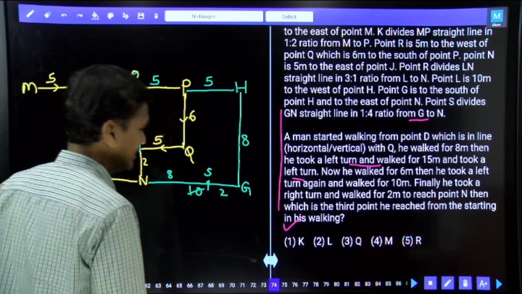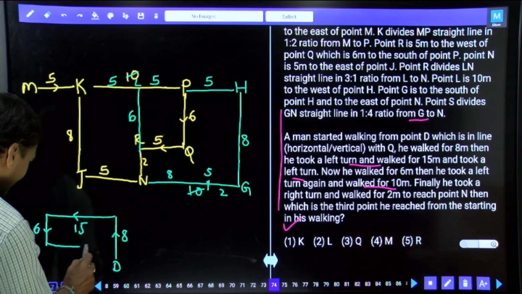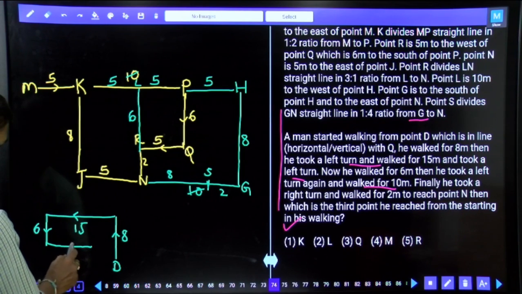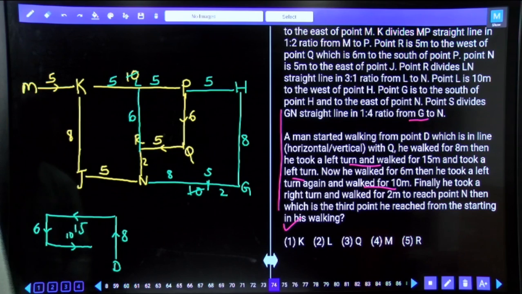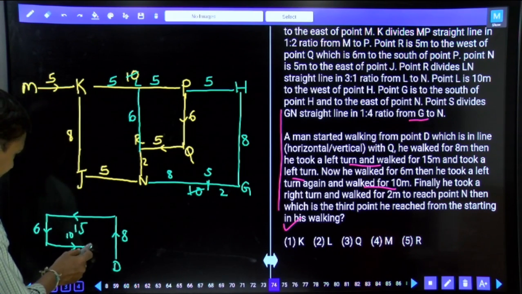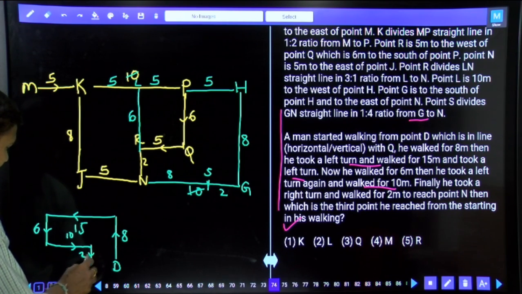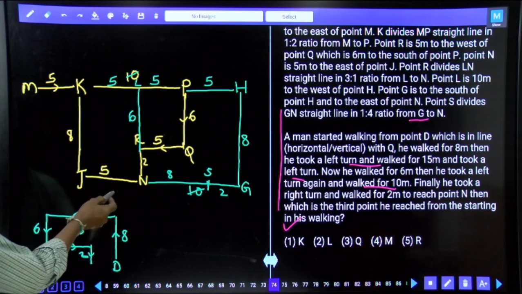Then he took a left turn again and walked for 10 meters. Now from here, this person has covered 10 meters out of the earlier 15. 10 meters were already covered in the opposite direction. Then finally he took a right turn and walked for 2 meters. That means the vertical direction, if you observe here, 6 plus 2, 8 south equals 8 north.